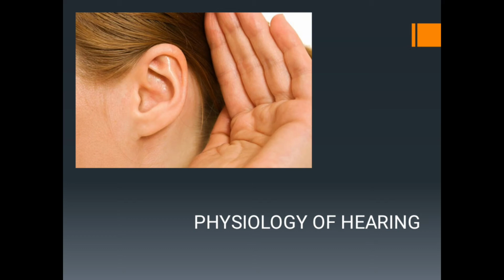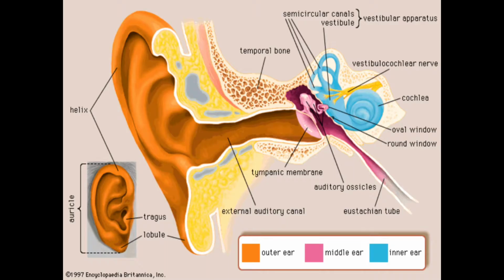Hello students, today I am going to elaborate on the physiology of hearing, especially the role of the inner ear, the auditory pathway and the auditory cortex. This picture shows the anatomy of the ear, consisting of the external, middle and internal ear. The structures in blue shade depict the internal ear.